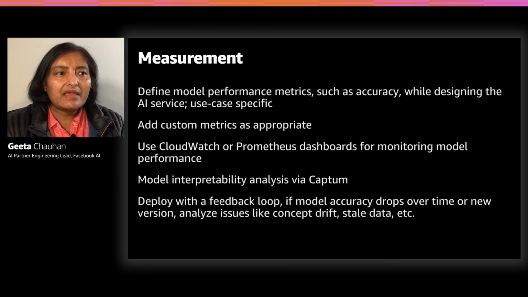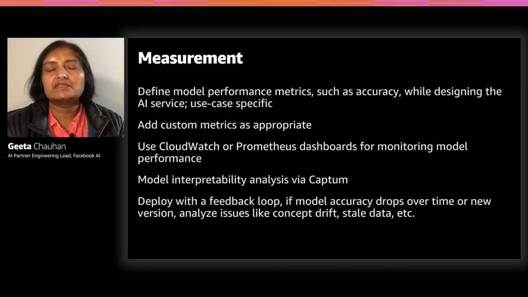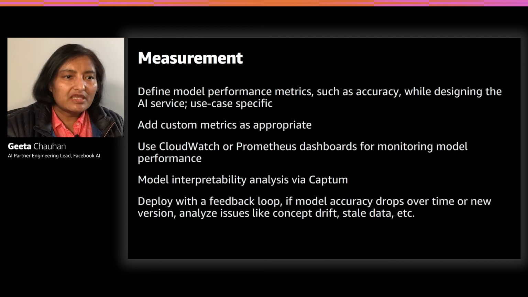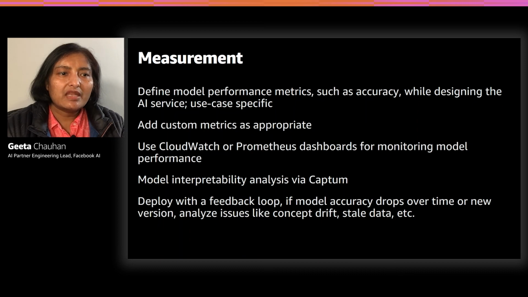For the measurement side, you should define performance metrics such as accuracy while designing the AI service itself, and this will be very use case specific. TorchServe has support for custom metrics, and you can log them on CloudWatch or Prometheus, and you can monitor your model performance. With the 0.3 release, we added support for model interpretability with Captum. So please experiment with that, do the explainability analysis, and do the feedback loop. If the model accuracy drops over time, do an analysis like concept drift analysis, to see whether the data is becoming stale or the model has become old. And continue to refine your model.